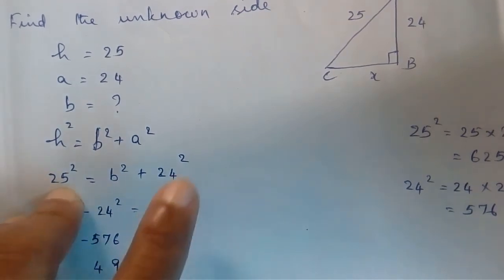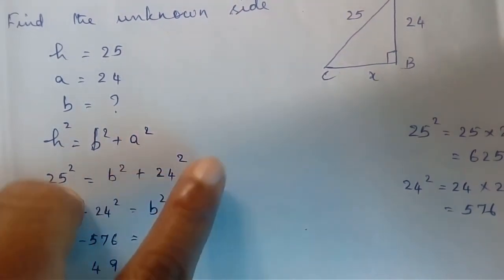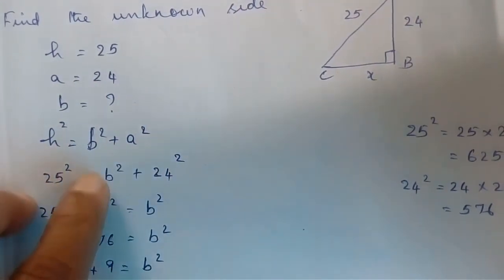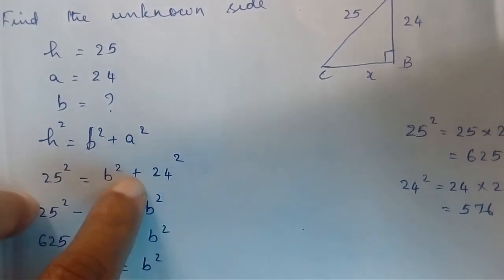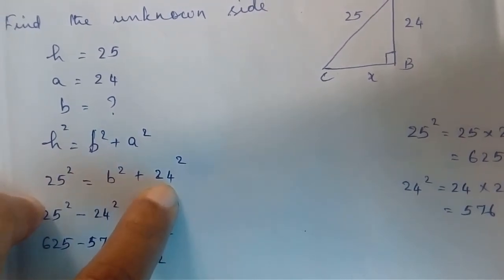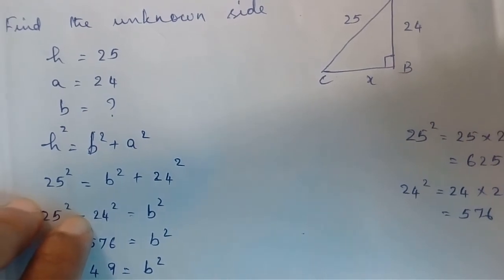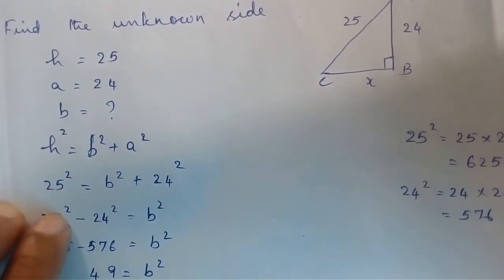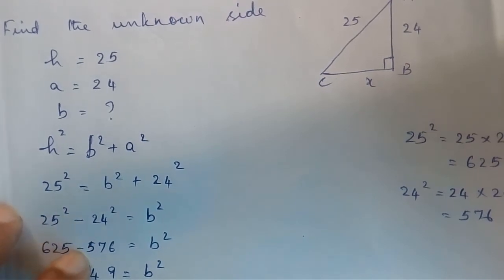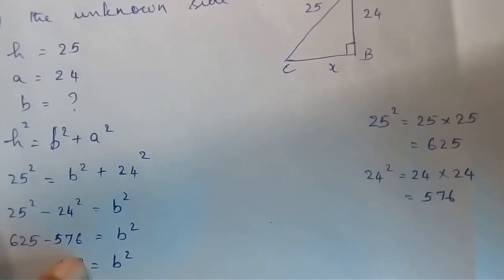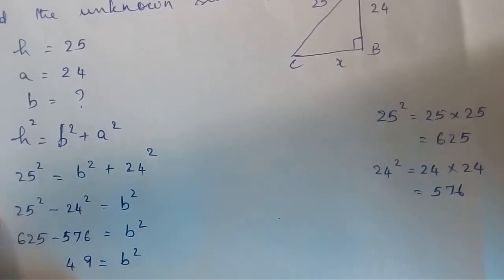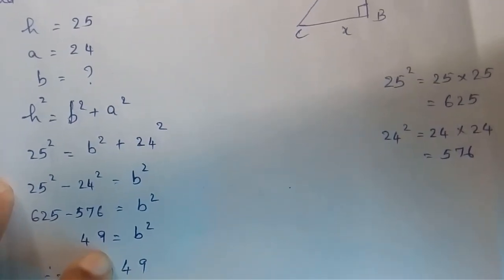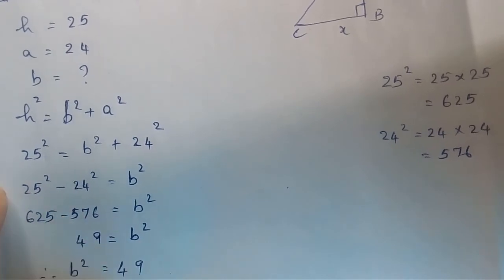When you are solving the equation, we take the numbers on one side and the variable on the other side. So when you take this 24 square, positive, it becomes negative on the other side. Now take the square of the numbers. 25 square means 25 into 25, 625. 24 square is 24 into 24, 576. Then the subtracted value is 49. b square is equal to 49.